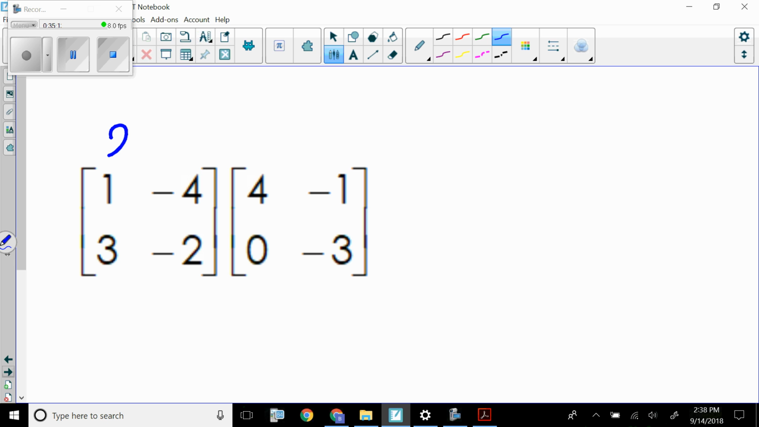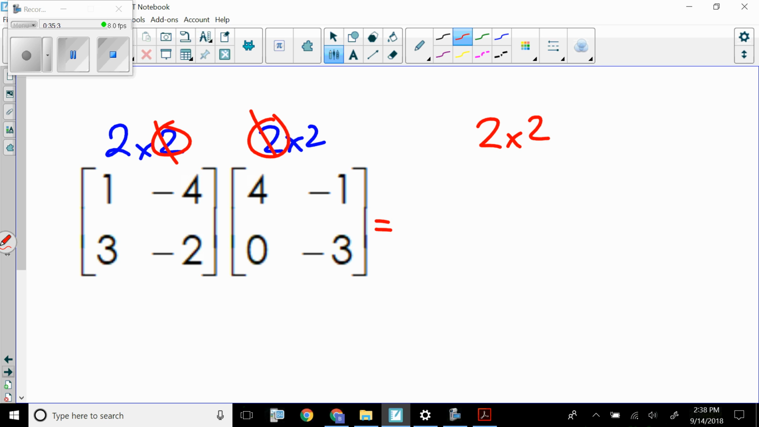Let me check. This is a 2x2. This is a 2x2. This 2 and this 2 match. Cancels out, and I should be left with a 2x2 over here. Okay, I should be left with a 2x2. Great. Well, now I just need to go through and try to complete these answers. I will try to color code this the best I can. I'll call this the green row. And I'll do this one as the blue. I will have the red column and the purple column.